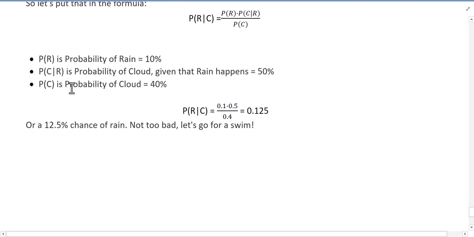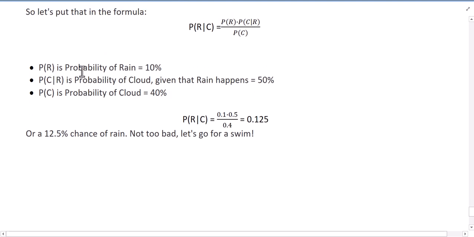Putting it together here, we have the probability of rain is 10%. The probability that it's cloudy, given that it's raining, is 50%. And the probability that it's just cloudy in general, most days are cloudy, is 40%. So this is using Bayes' rule. We end up with just 0.1 times 0.5 divided by 0.4, which only gives us a 12.5% chance of rain. So it's not too bad. You can definitely go for a swim.